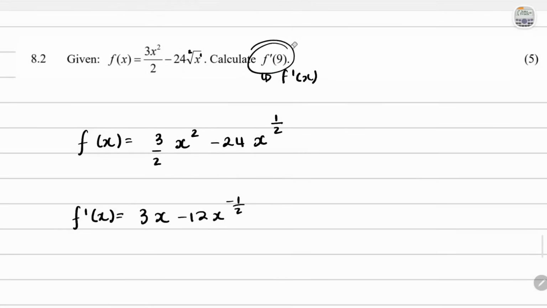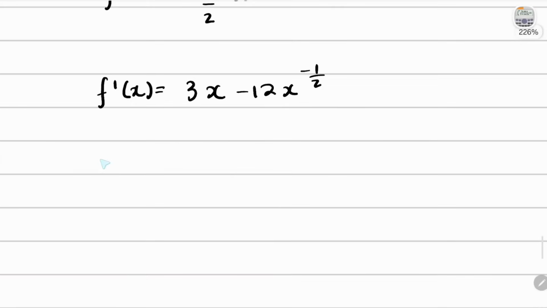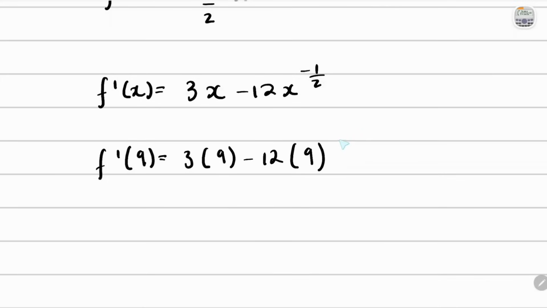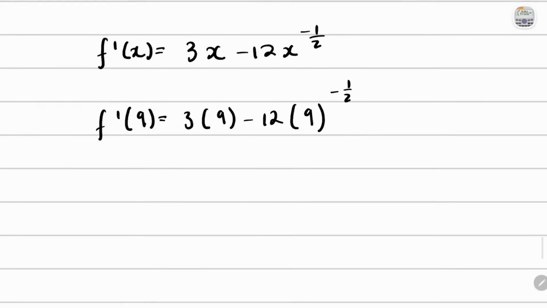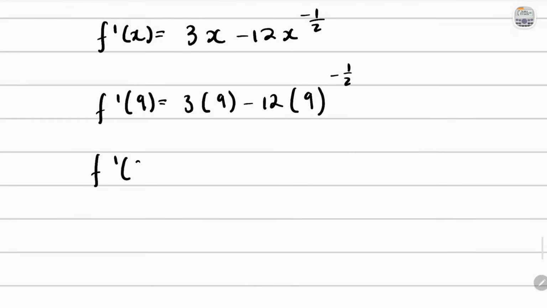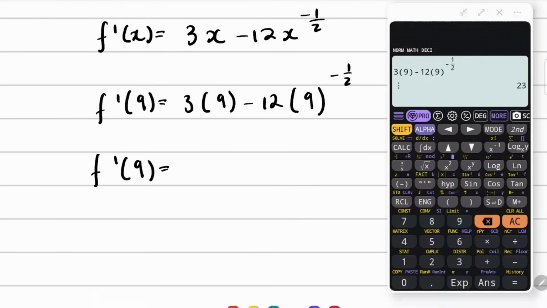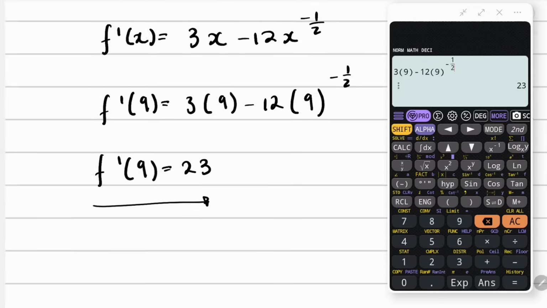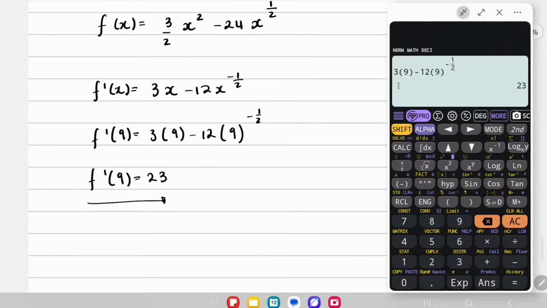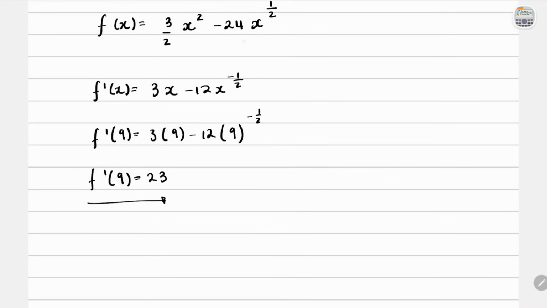We can finally find f prime of 9. So we'll say f prime of 9 is equal to 3 times 9 minus 12 times 9 raised to the power of negative 1 over 2. And at this point, we can just substitute that into the calculator and get our answer. And our answer is 23. Okay, so that is specifically the gradient of this function where x is equal to 9. That gradient is 23. Moving on to the next question.